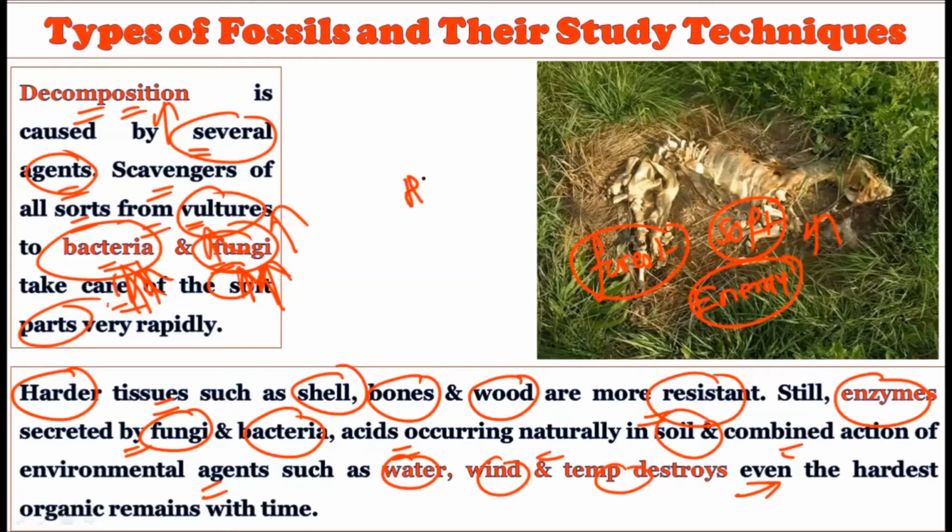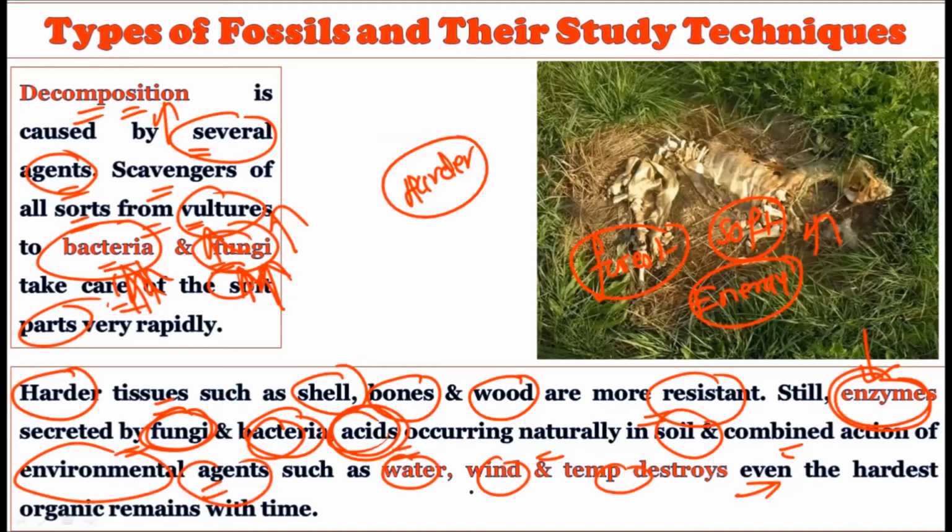Whatever harder parts remain tend to be exposed to the different actions of the enzymes which are secreted by the fungi or the bacteria. Then naturally, acids were present in the soil. Then the environmental agents were also there. For example, rain is there, wind is there, temperature is there. All these factors act upon these harder parts, and sooner or later these hardened parts also disappear.